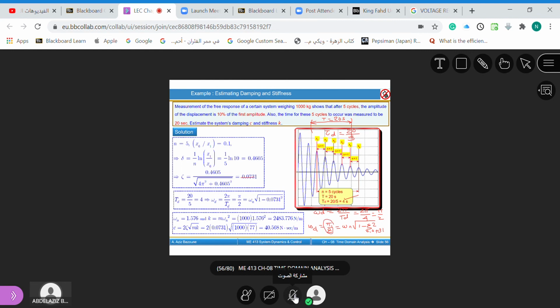So you solve this equation for omega n, and you will find omega n will be 1.576 radian per second. So omega n will be equal to 1.576 radian per second.